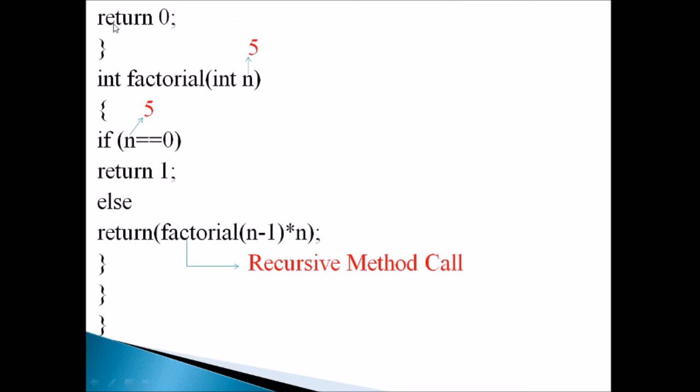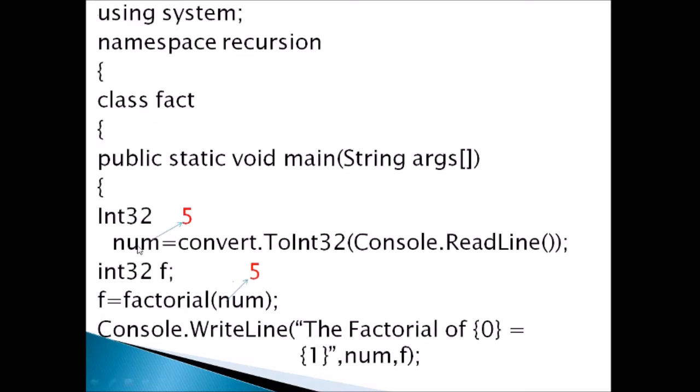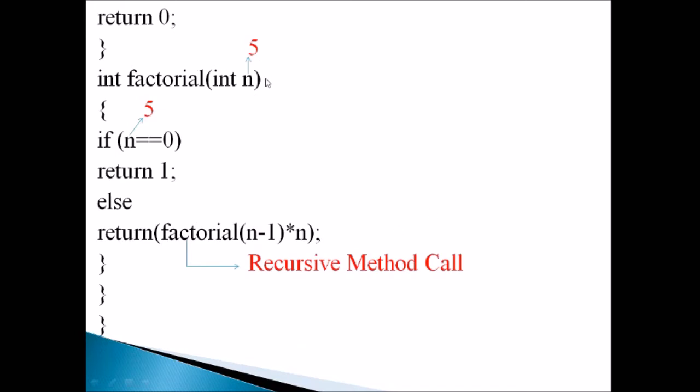Then the next statement is return 0. And then close curly brace. Here the main is closed and the factorial method is declared here. int factorial(int n). The value which is given here to the variable num will be taken for this variable n. For example, we have taken 5.